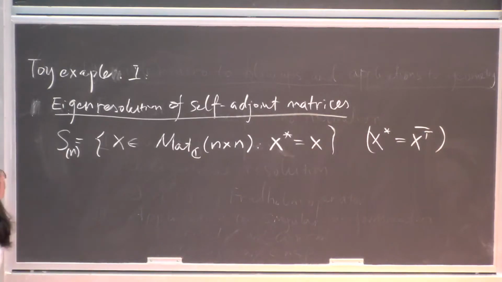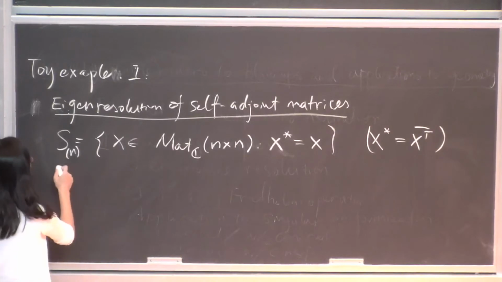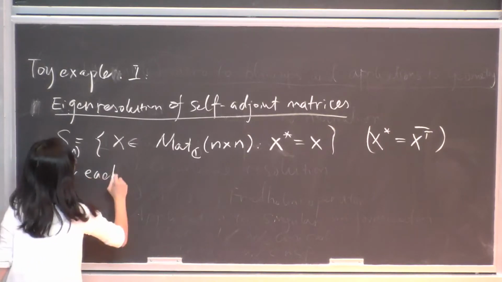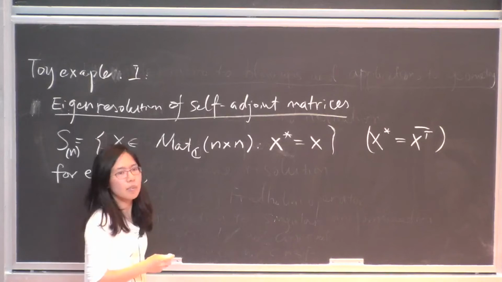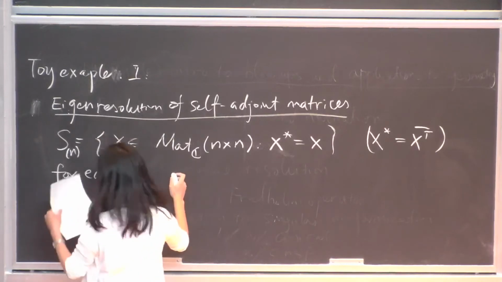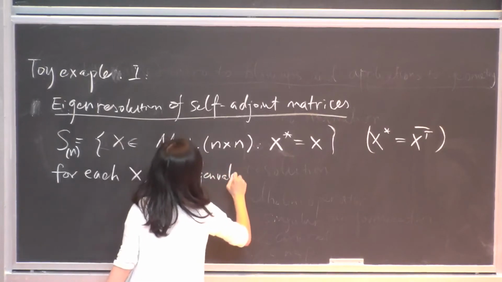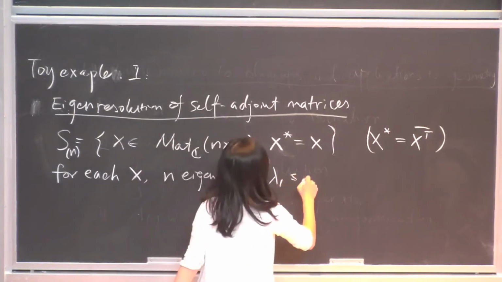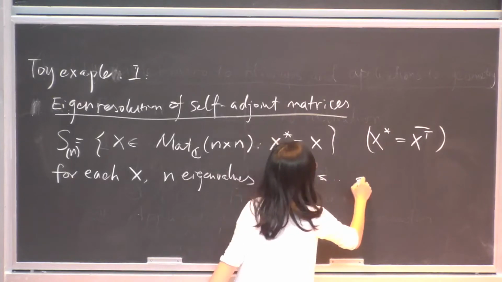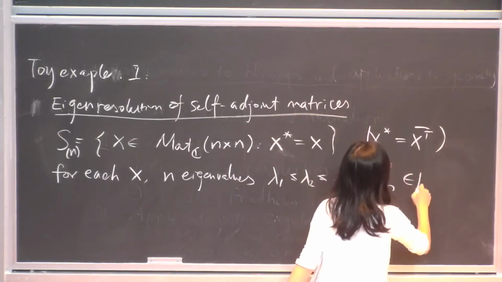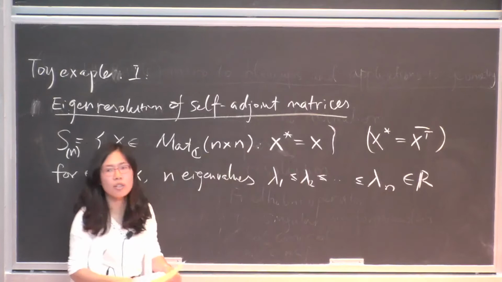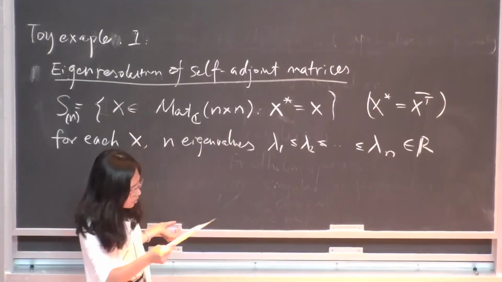And now, we all know that if it's self-adjoint, that means that for each such self-adjoint matrix, there are n numbers, which are its eigenvalues. So they have n eigenvalues. And write it as lambda 1 less than or equal to lambda 2 less than or equal to ... less than or equal to lambda n. And they're all real numbers because it's self-adjoint. Okay, so that's the first space.